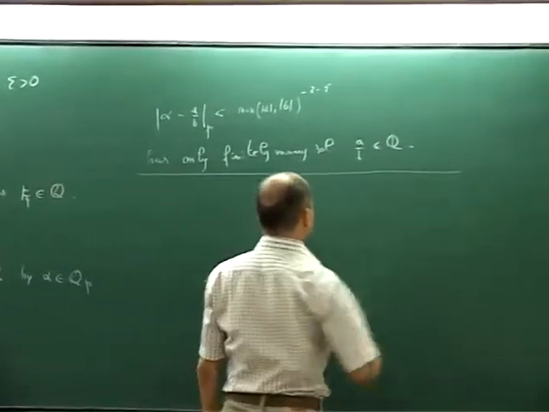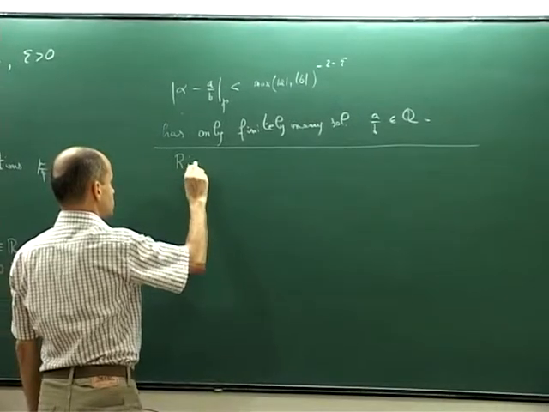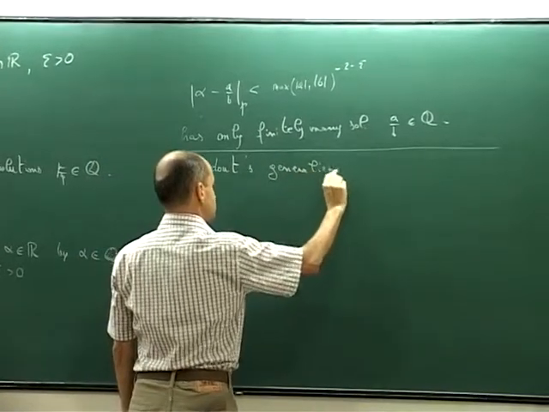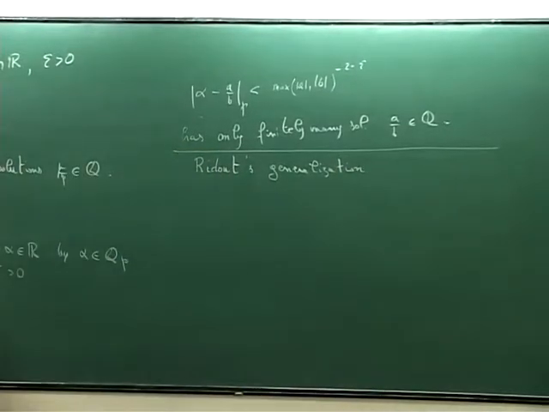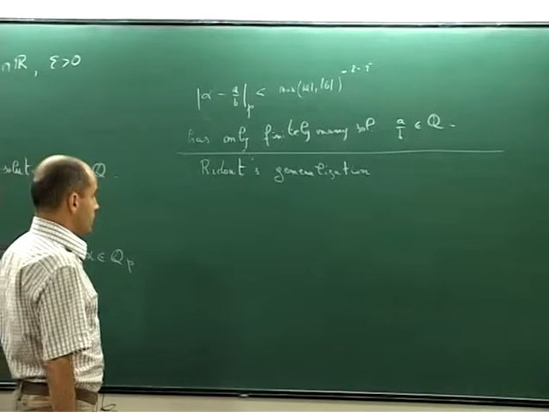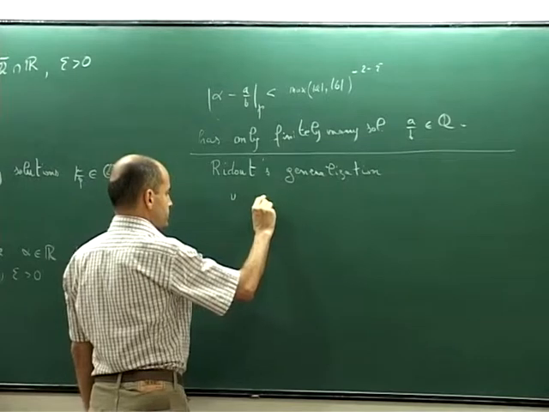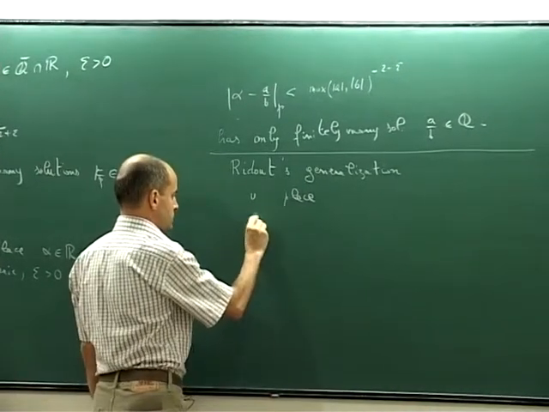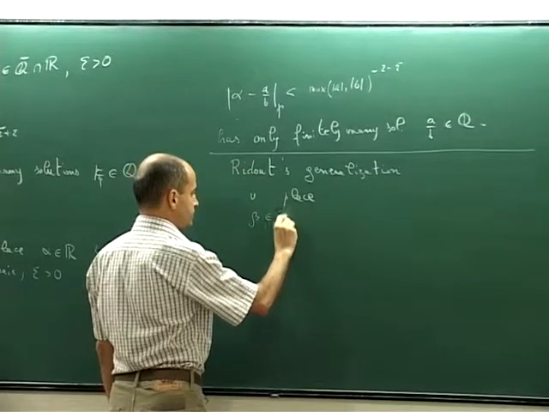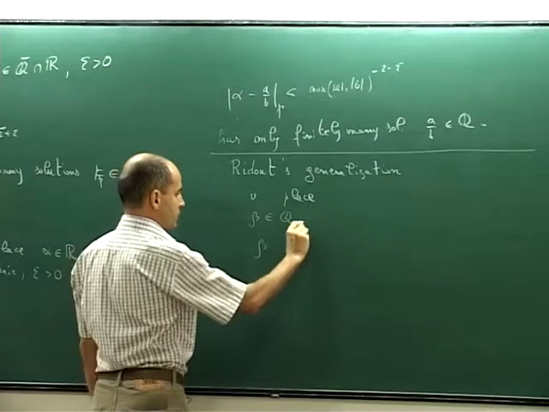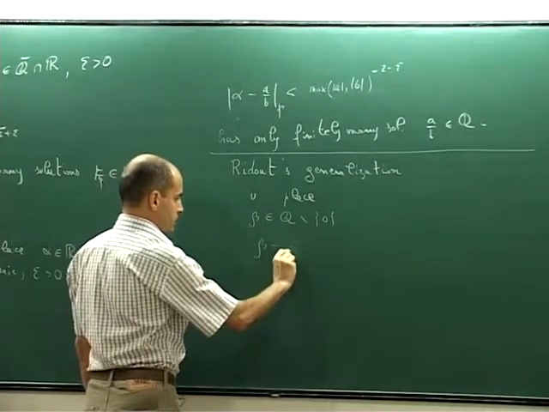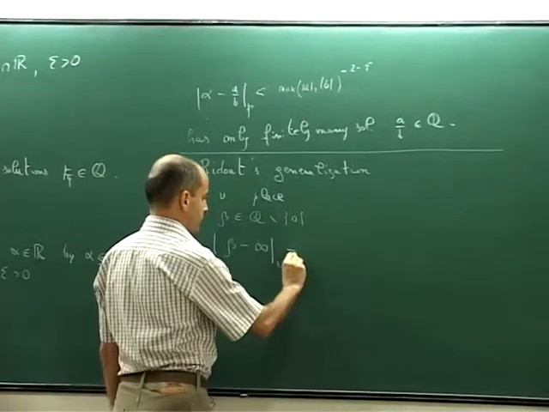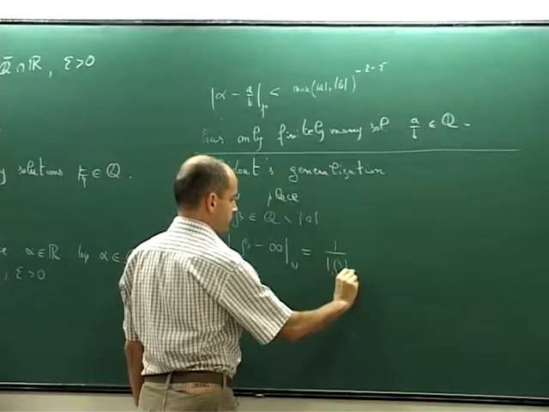A further generalization is due to Ridout. First, the notation. If nu is a place, and let's say beta is a rational number and non-zero, I say that the nu-adic distance from beta to infinity is the number 1 over the absolute value of beta.